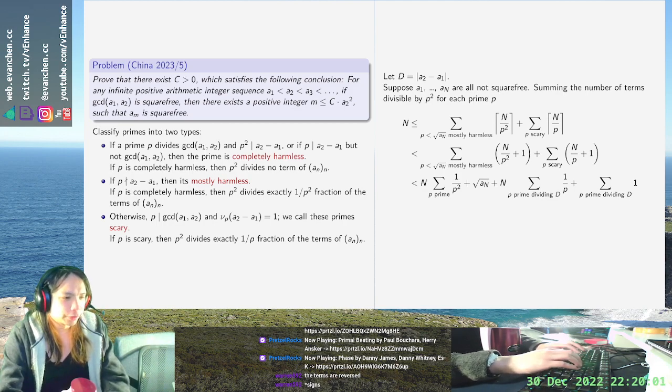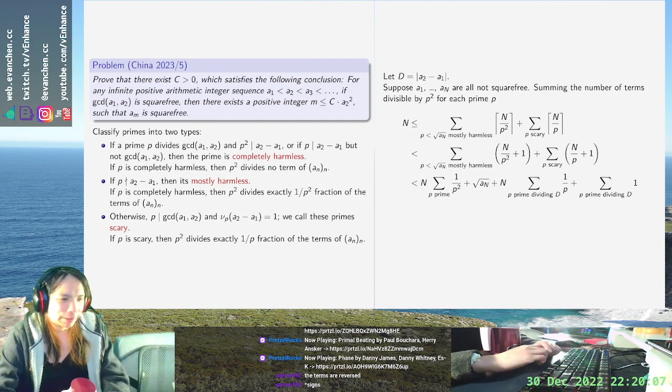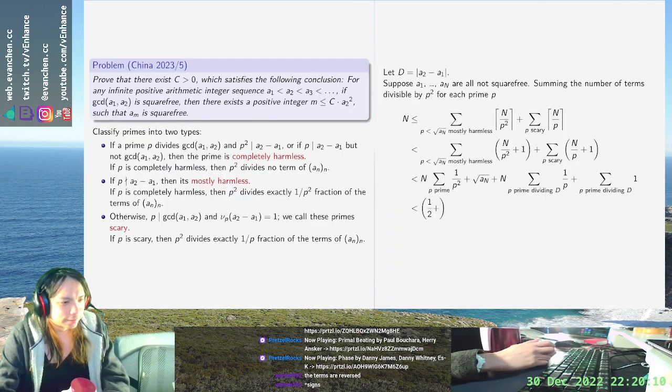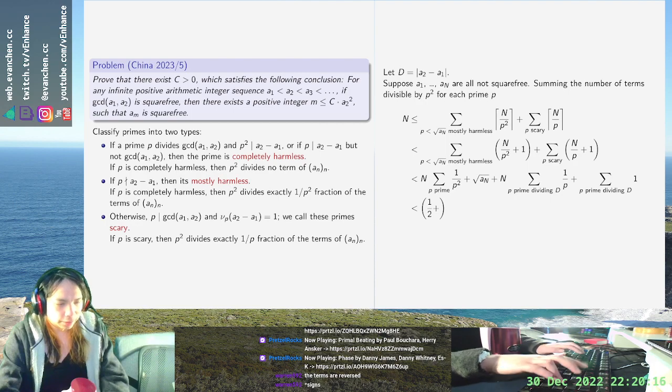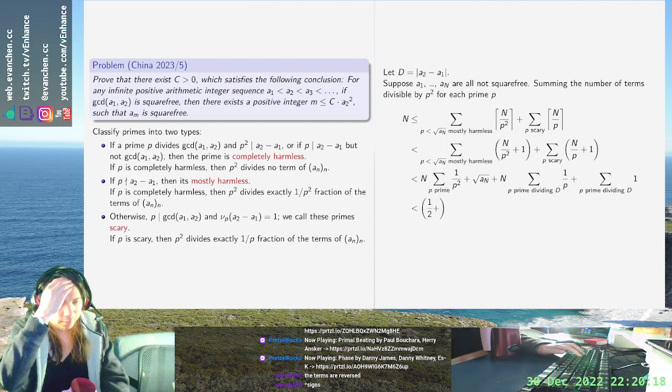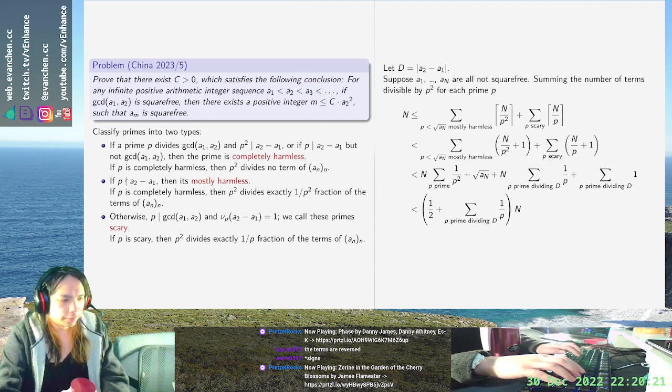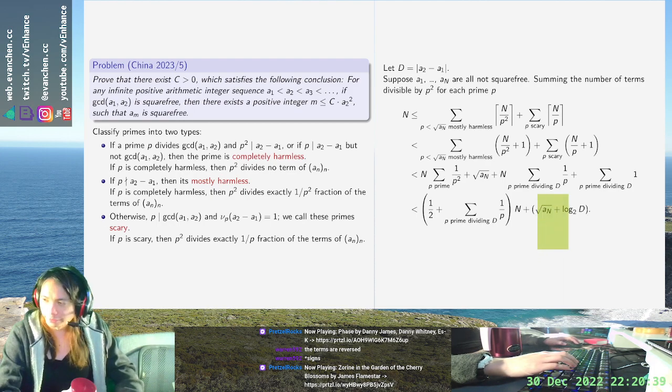So the sum of 1 over p squared is less than a half. I know this because I used this fact on the USAMO in my senior year. There was a problem of the same spirit. So the thing in front of n is equal to this. And the constant term is root a_n plus log-ish of D. Log is so small that I don't really care about it, because this thing is square root D size anyways, so that will dominate.